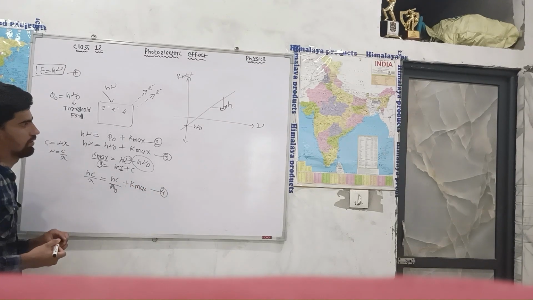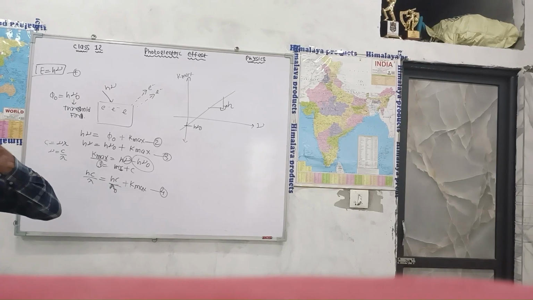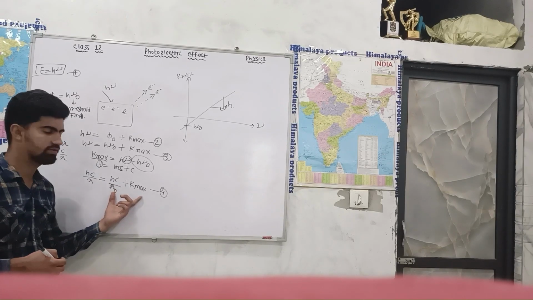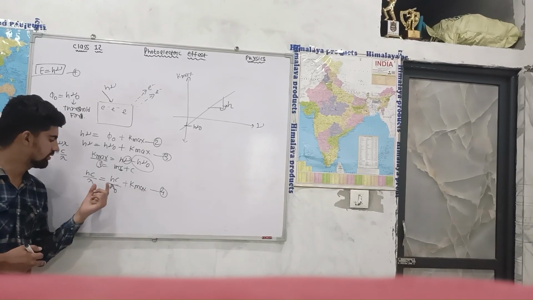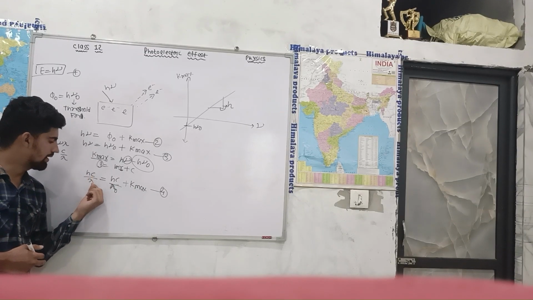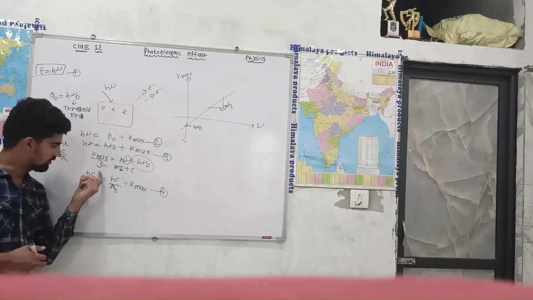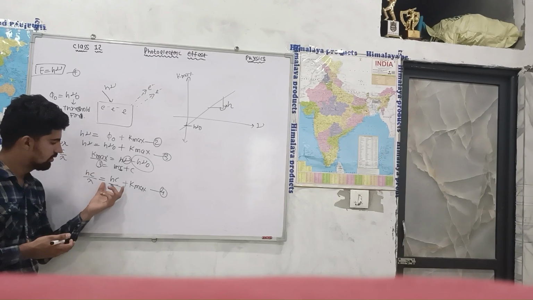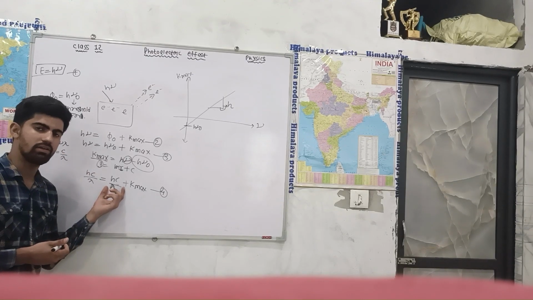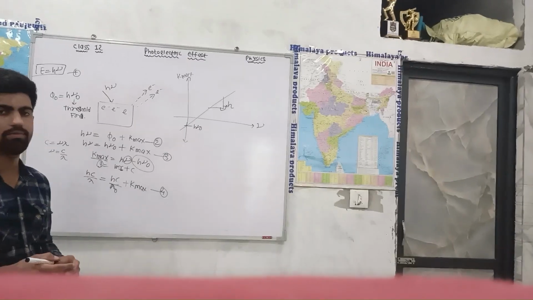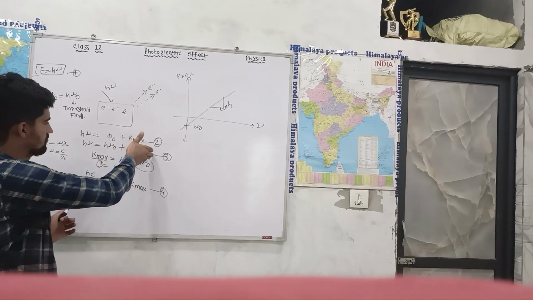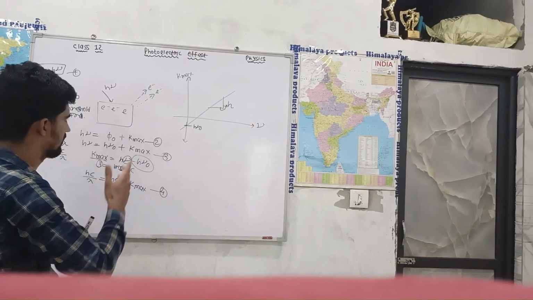Equation 4. When we are trying to plot the graph for this equation, we have K max on the y axis and 1 by lambda on the x axis. The slope is hc. This is our intercept c. So this is the formula and the plot.